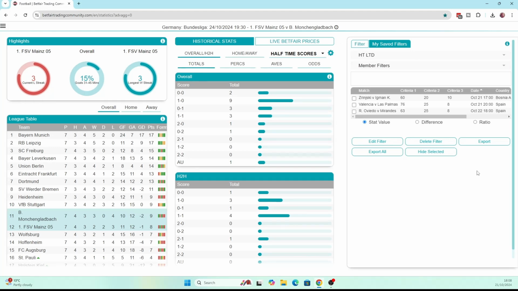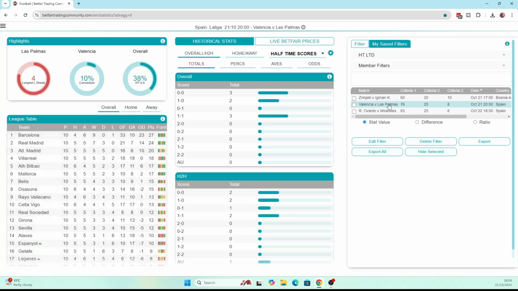Two from today, and one for tomorrow. Now, what's really good here is you can actually see the criteria. So we can see that Valencia versus Las Palmas at half-time is a draw quite a lot of the time, right? 1-1 or 0-0, 76% of the time. And the criteria is 25% they drew the match, okay?